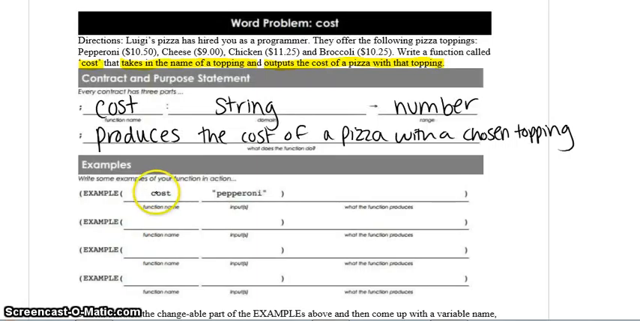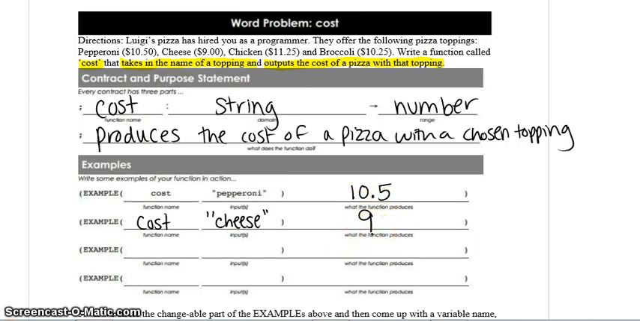So let's take a look at our first example. Our first example says when cost pepperoni is typed in, what should the function produce? Well, we know that it should produce the cost of a pizza with pepperoni on it. In the word problem up at the top, it says it's $10.50. So I'm just going to write that as 10.5 because putting that extra 0 in there is not necessary for the computer to understand what I mean. Our second example should be cost and another topping. So let's do cost cheese. And the function should produce the cost of a cheese pizza, which is $9.